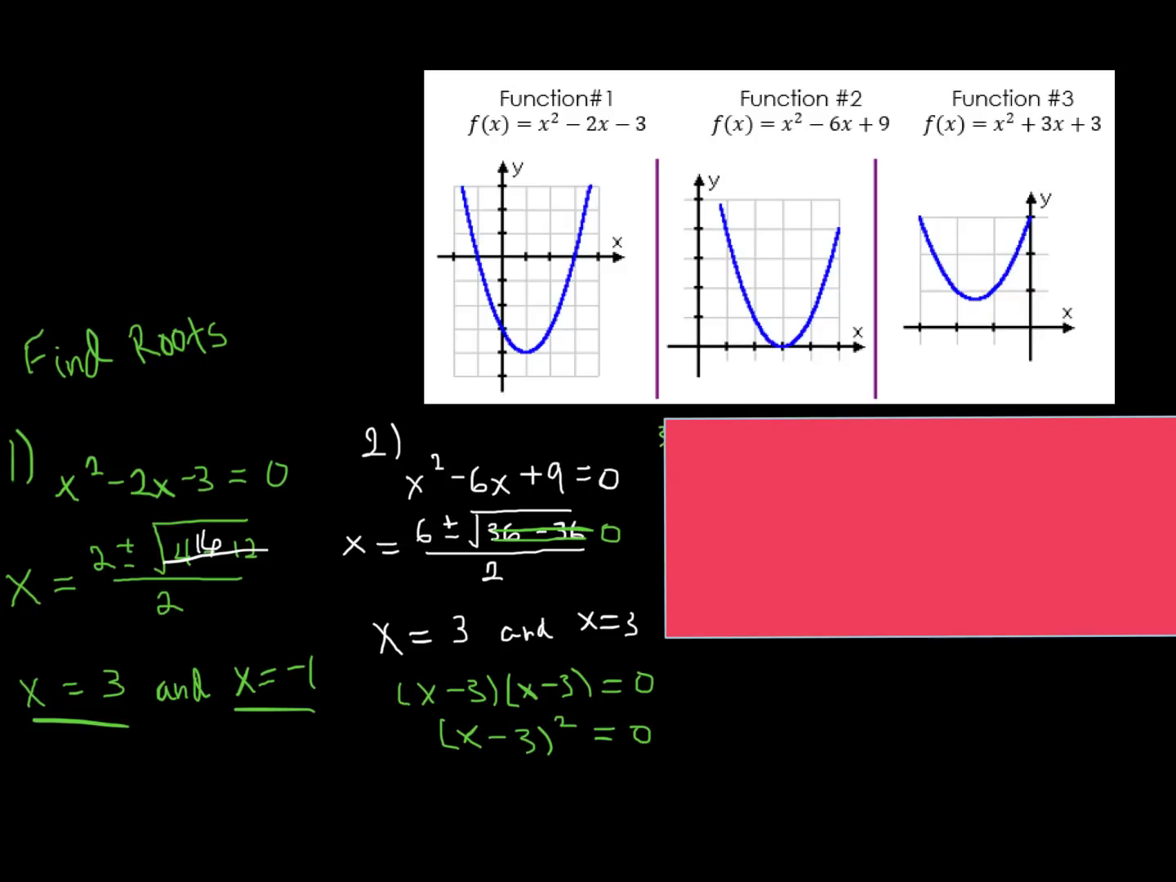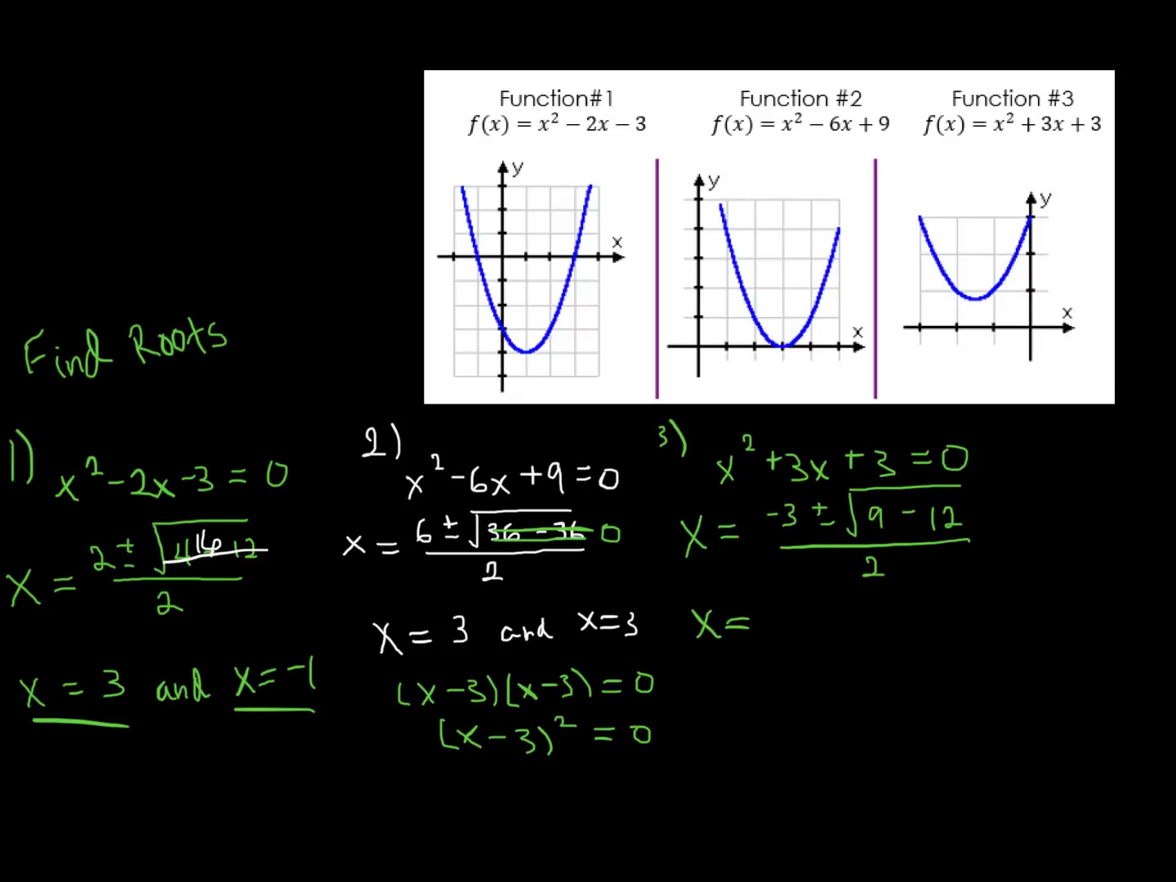Okay? So we see that, look, the mathematical fact still holds. There are still two possible solutions. They just happen to be the same because each of the factors is identical. So it provides us with the same value, 3, that makes the function equal to 0. Okay, let's move on to number 3.